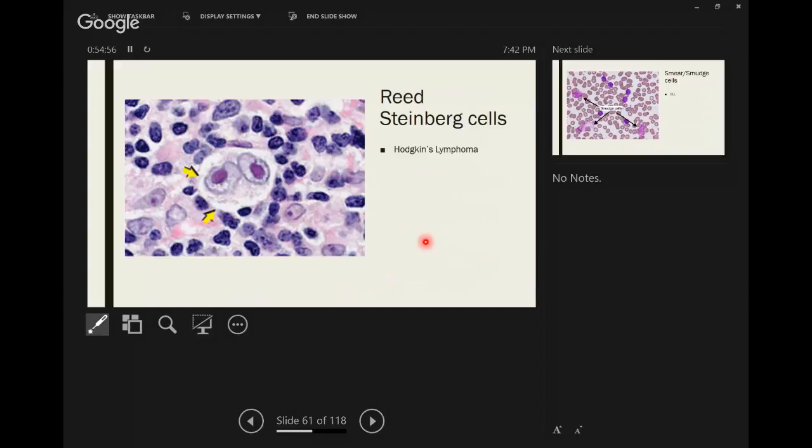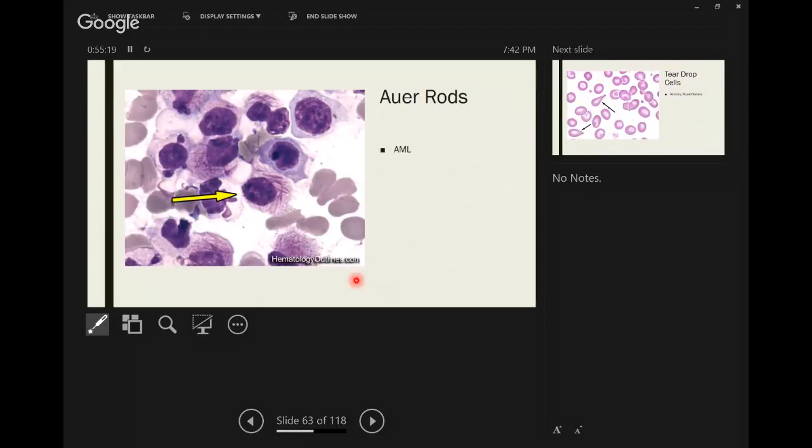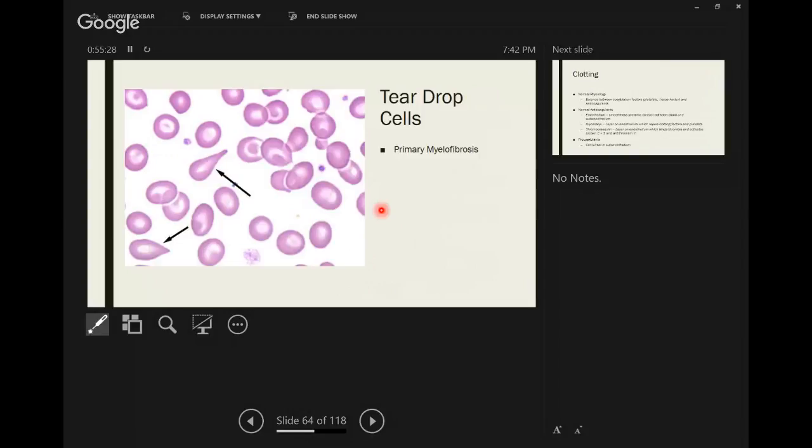Reed-Sternberg cells, so this big cell here is a Reed-Sternberg cell, and they call them that because they're not actually sure if they're like B cell or T cell. They're kind of somewhere in between. And they're in Hodgkin's lymphoma. Smear or smudge cells in CLL, and you see they've literally just been ruptured and their contents are everywhere. These are Auer rods, so they're these little inclusions here, and they actually look like rods. And that's in AML, and teardrop cells in primary myelofibrosis, so they look like a tear.